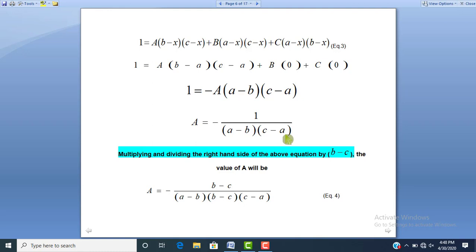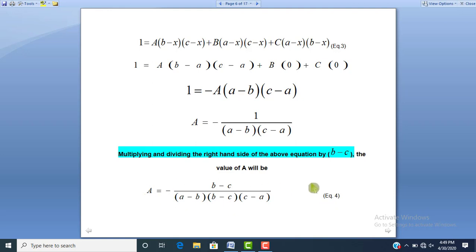So for simplicity and convenience, what we do here, we will multiply and divide the right hand side of this equation with b minus c. The right hand side of this equation will be multiplied with b minus c. So this equation became a is equal to minus b minus c divided by a minus b into b minus c into c minus a. This equation will be called now equation number 4.